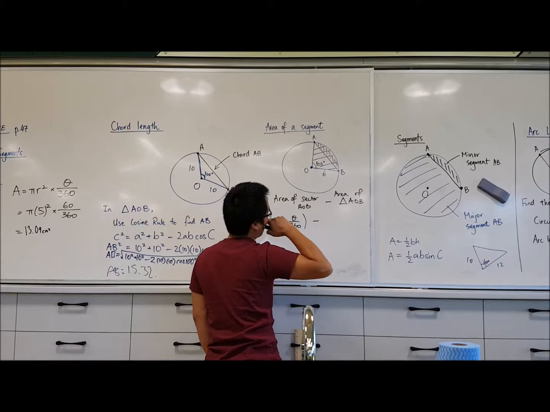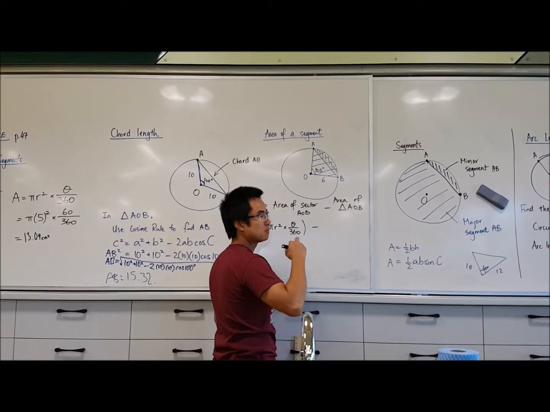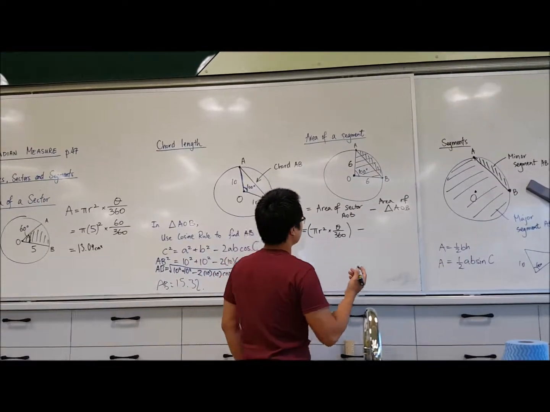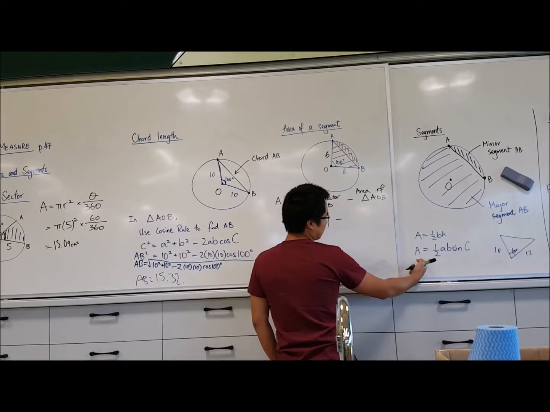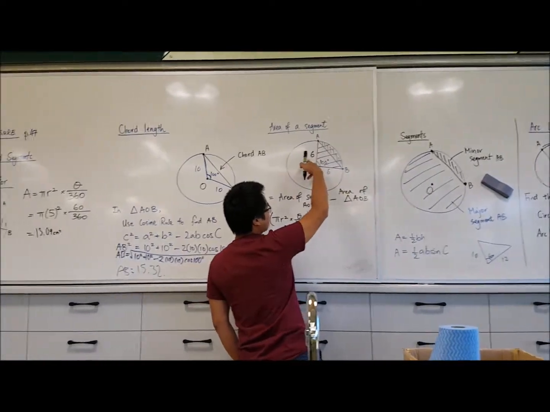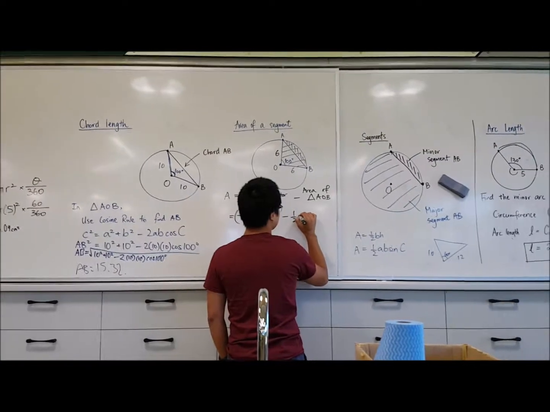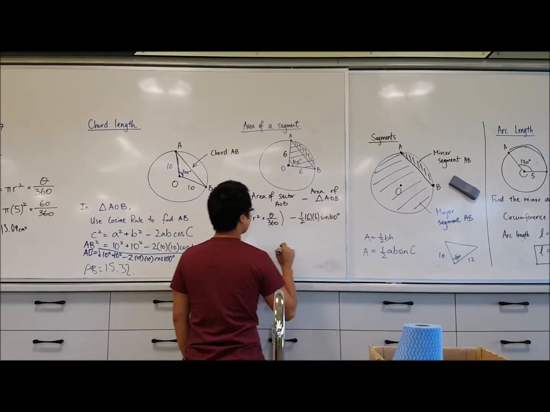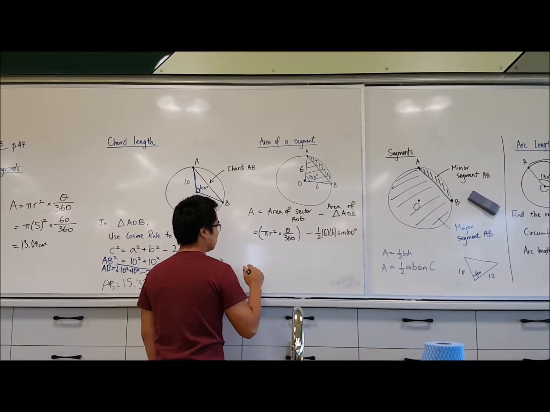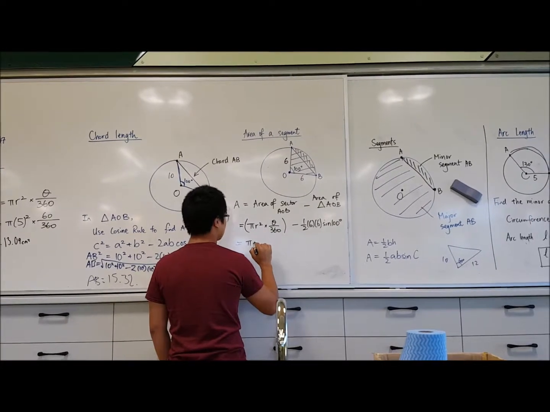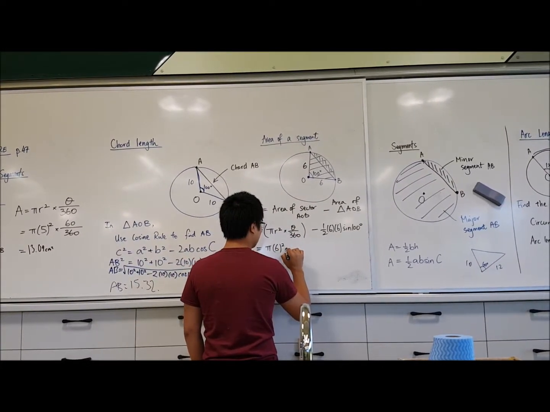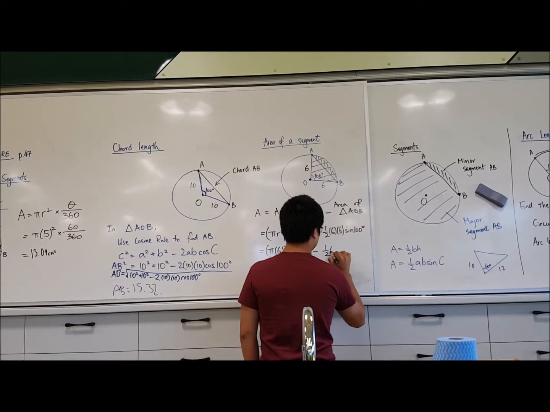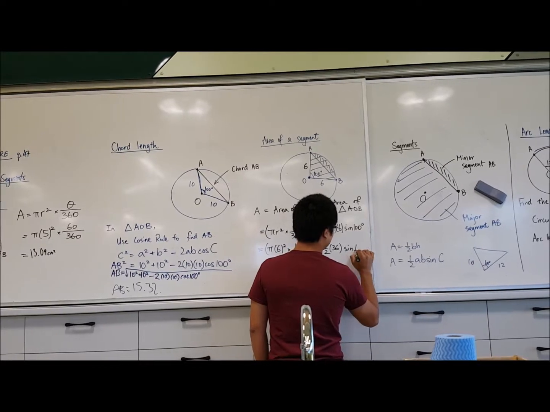In the triangle, this side is 6. What's this other side going to be? 6, yep, because it's the radius of the circle. And using our formula for the area of a triangle, half ab sine C, where the sides sandwich the angle, it's half times 6 times 6 times sine of 100. And I have to sub in the r, which is 6: pi times 6 squared times 100 over 360, take away half times 6 times 6, which is 36, sine of 100.